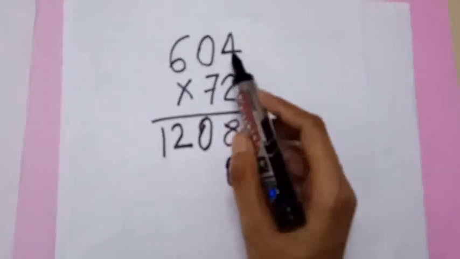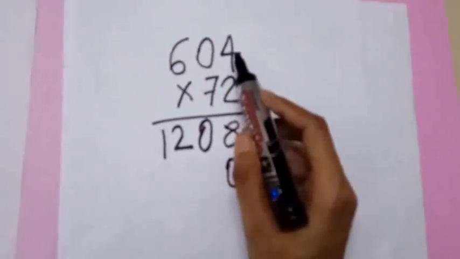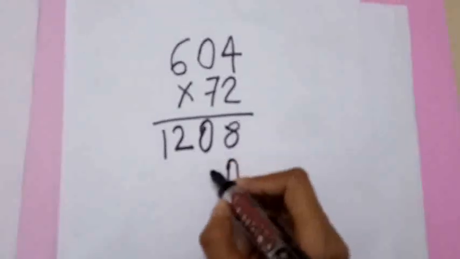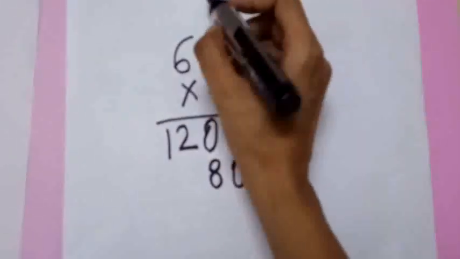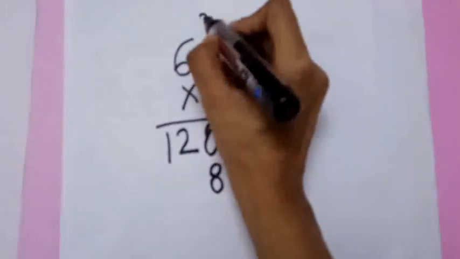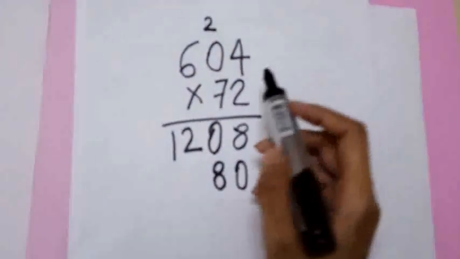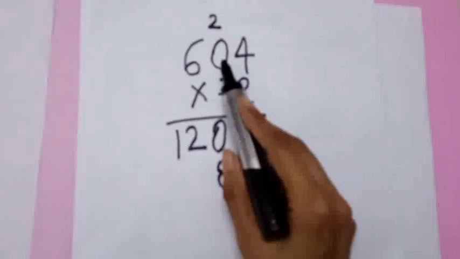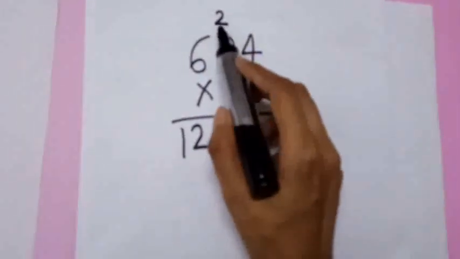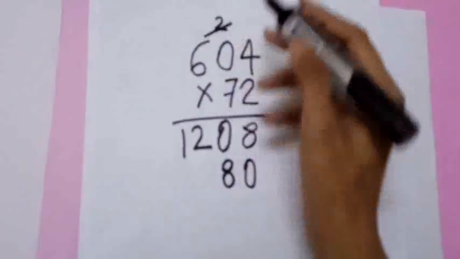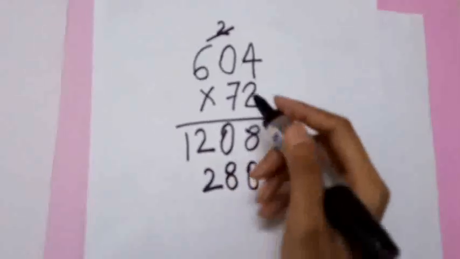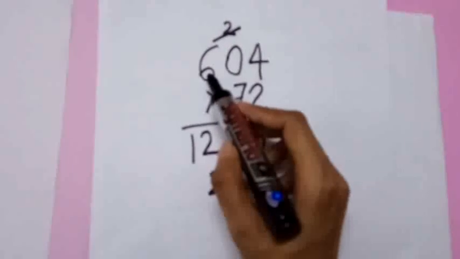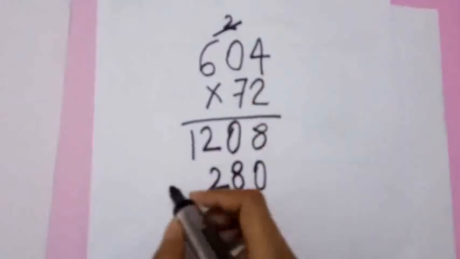7 fours are 28, 8 writing here and carrying 2. 7 zeros are 0, 0 plus 2 is 2. 7 sixes are 42.